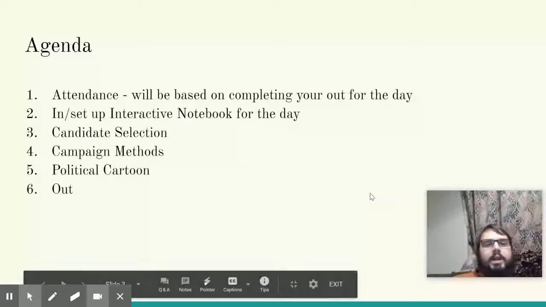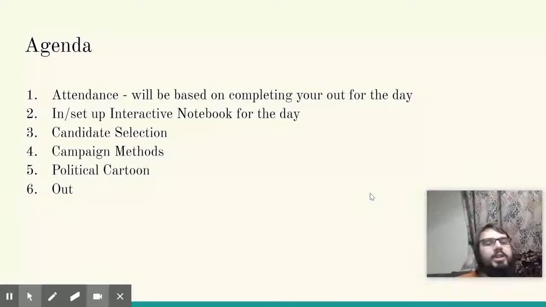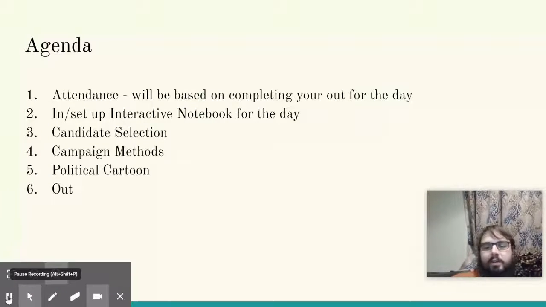So, our agenda for today, we're going to be talking about a change in candidate selection. How do you decide who's going to run for president? Then we'll be talking about some different new campaign methods that came out during and after the election of 1824. And then you guys are going to get to create your own political cartoon, which I'm really excited about. I hope you guys have a good time with that. Let's go ahead and take a look at that notebook.